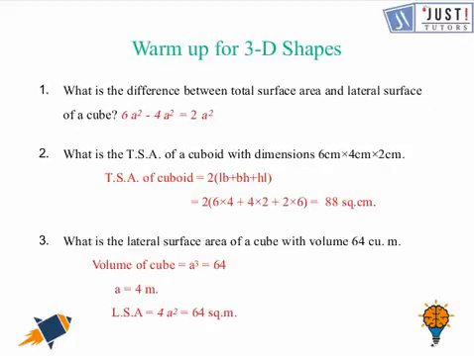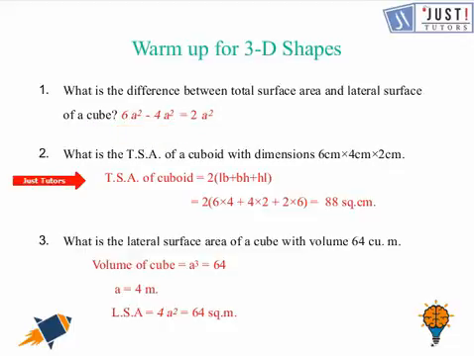So now let's check the answers. In the first one, we need to find the difference between the total surface area and lateral surface area of a cube. So the total surface area is 6a squared, and we need to take away the lateral surface area, that is 4a squared. So the answer is 2a squared.